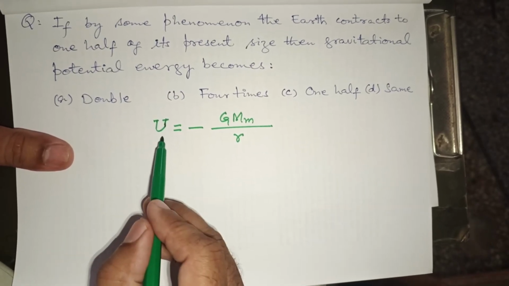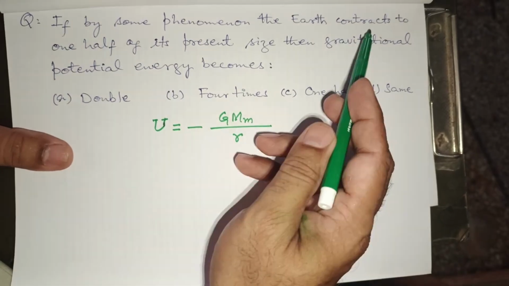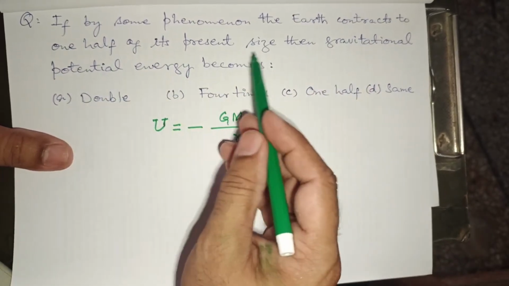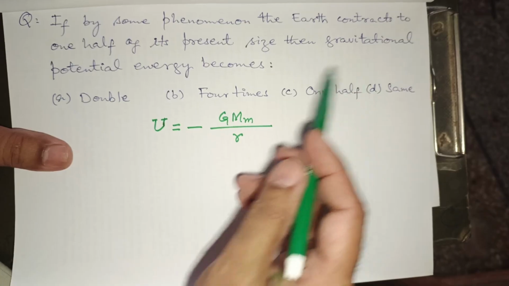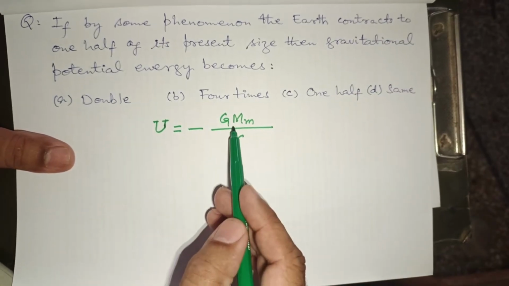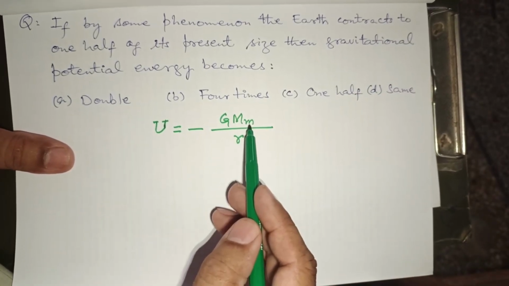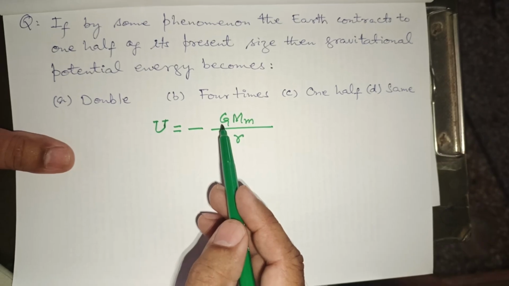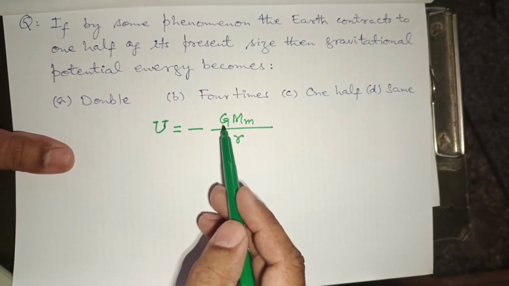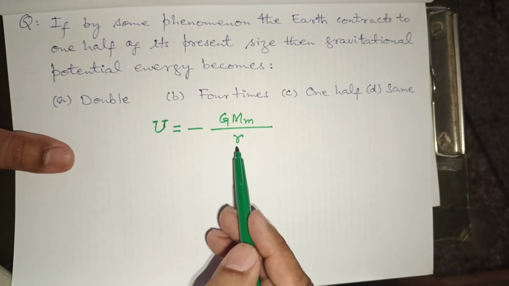We have to find out the change in the potential energy when earth contracts to 1/2 of its present size. You can see that there is no change in the mass, so m will remain the same. G is the universal gravitational constant, it will remain the same. So there will be change only in r.